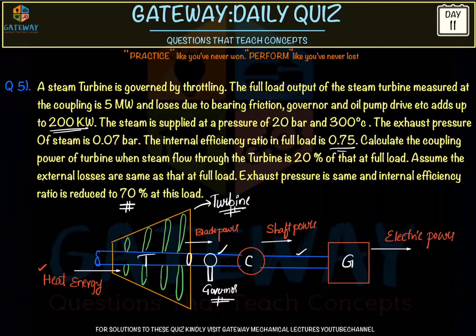Suppose the requirement is 50% of the load. Then out of the heat energy, we need only 50% to be given to the turbine. Then the blade power will be 50% of the maximum full load, our shaft power will be 50% of the maximum shaft power, and even the electric power will be 50% of the maximum electric power. So if your load requirement is only 50%, then your heat energy will be only 50%. In the same way, your diesel consumption will also be only 50%.